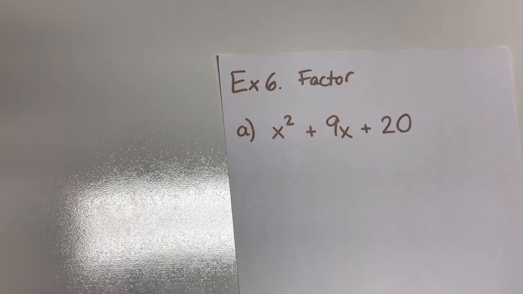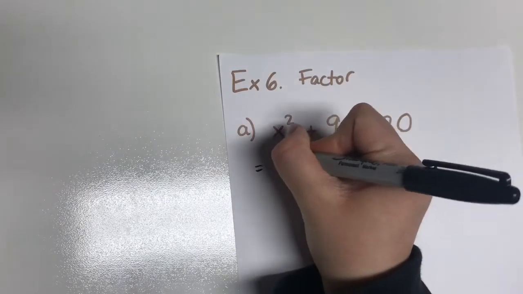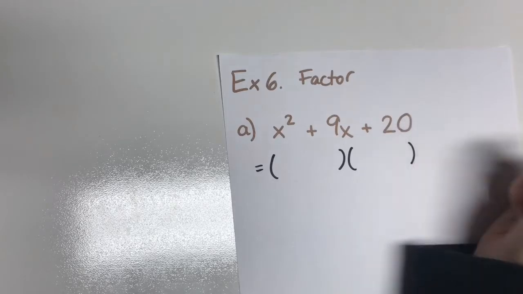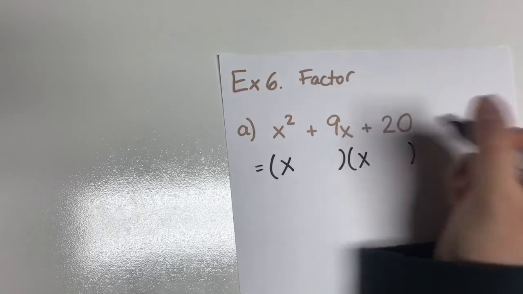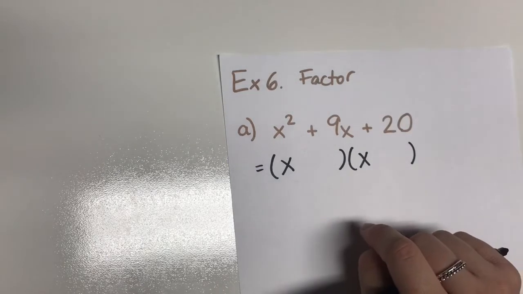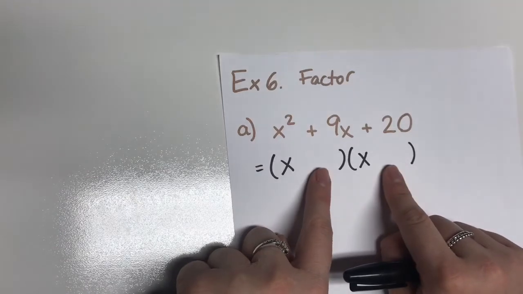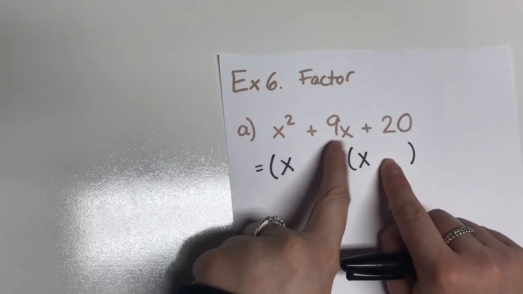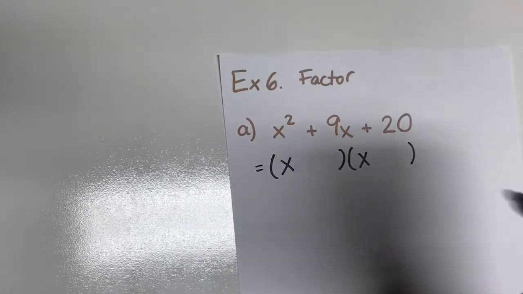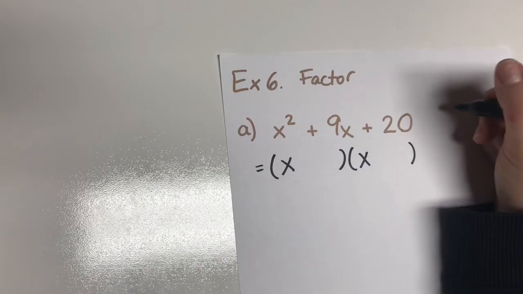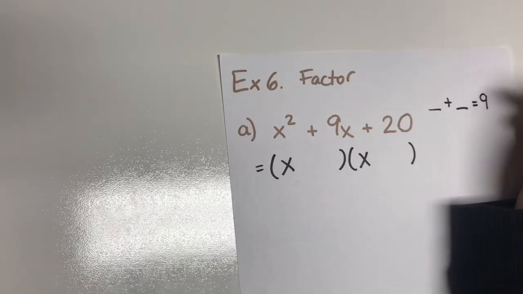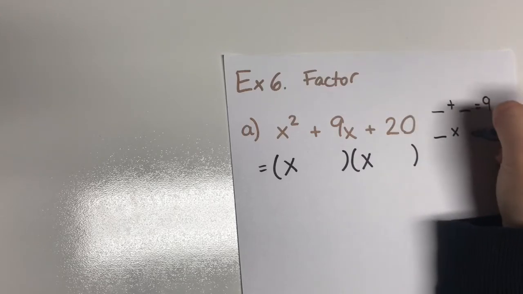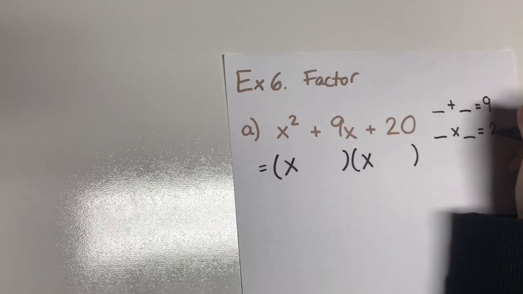or binomial expansion. So the strategy here is I want it to be two binomials that are being multiplied. There's nothing in front of the x squared, so I know that my answer is going to look like this. There's going to be two x's in the front. And then to figure out what numbers go here, I'm going to look at the 9 and the 20. I'm going to look for two numbers that I can add together to get 9, and the same two numbers I want to multiply together to get 20.